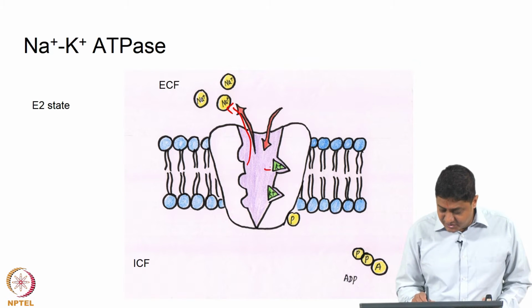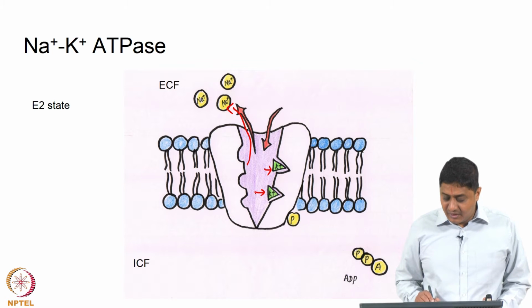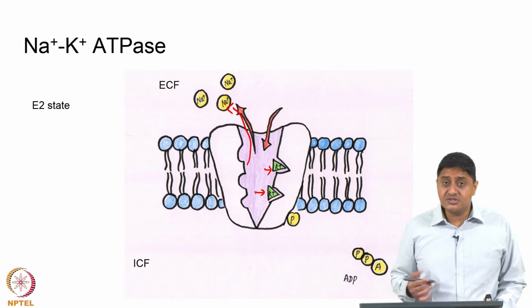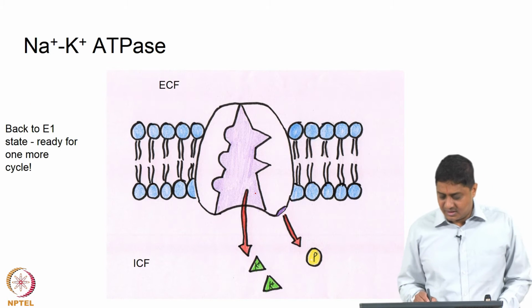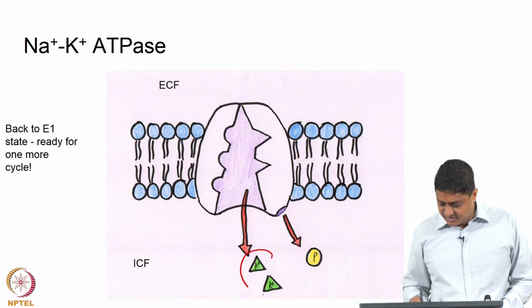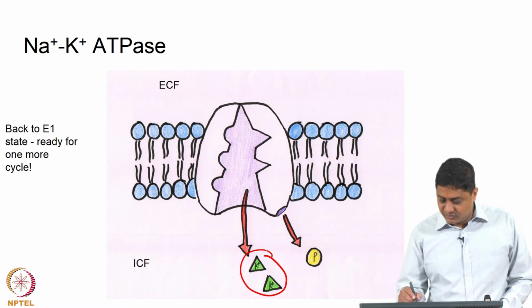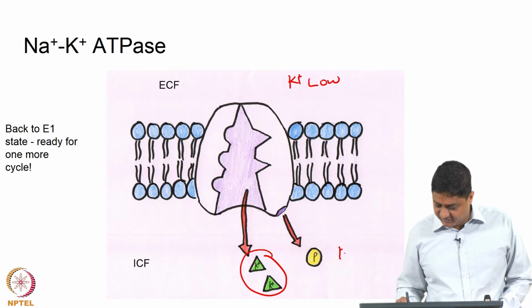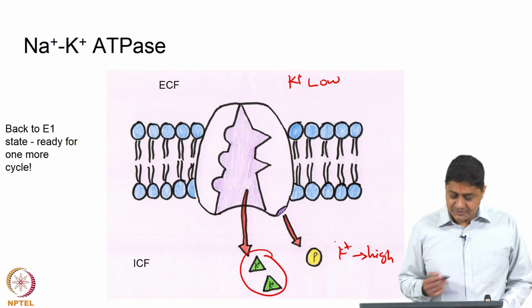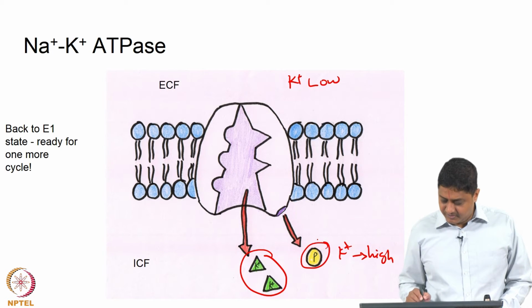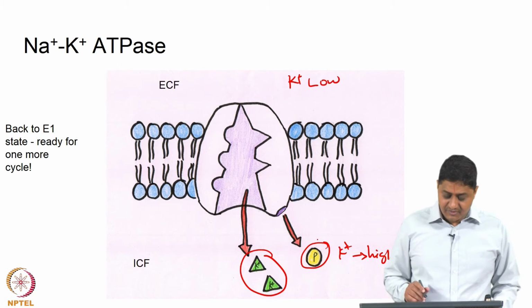Why? Because of the high affinity of this pump in the E2 state. So, potassium gets attached to these 2 binding sites, and the pump undergoes one more conformational change and opens up on the inside, releasing potassium here. That means transport has happened from a region of low potassium concentration to a region of relatively high potassium concentration. And the phosphate also leaves the system.